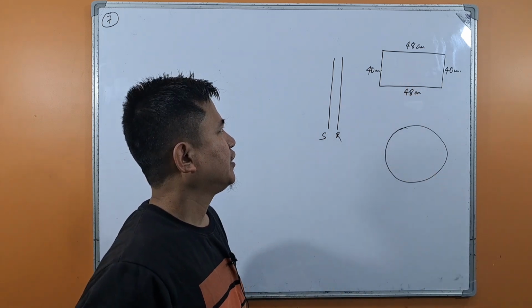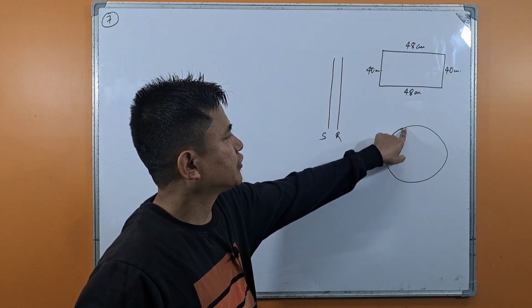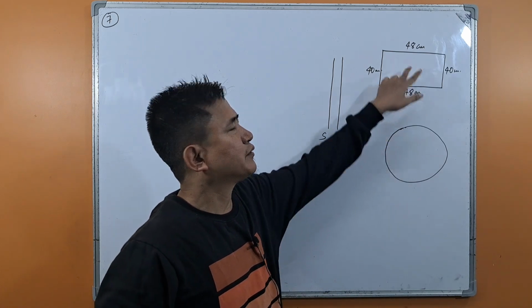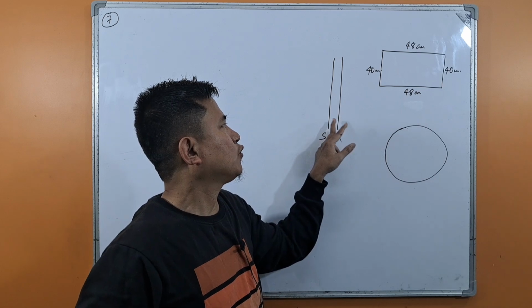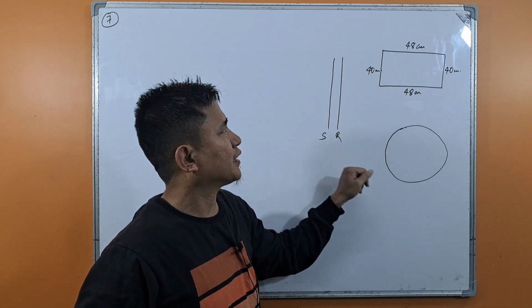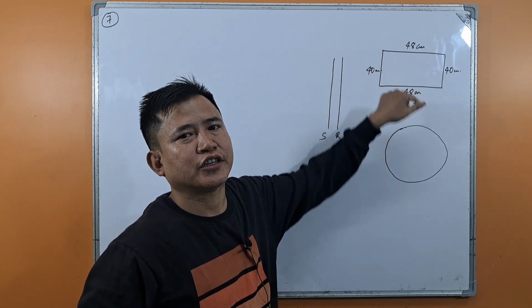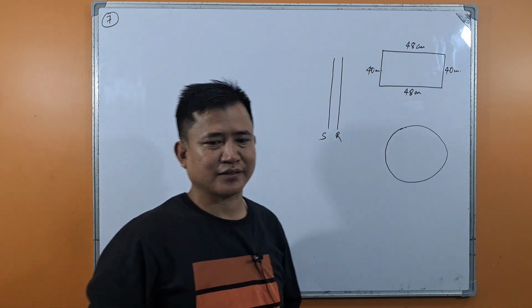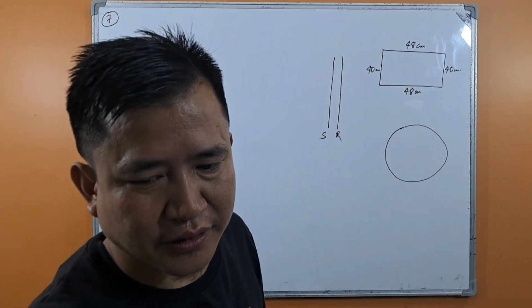This is the question. So to solve this question, let us first understand that both of these figures are made out of equal length copper wire, isn't it? That means the perimeter of both the figures will be equal, because perimeter is the length of the wire, isn't it? So let's do this question.